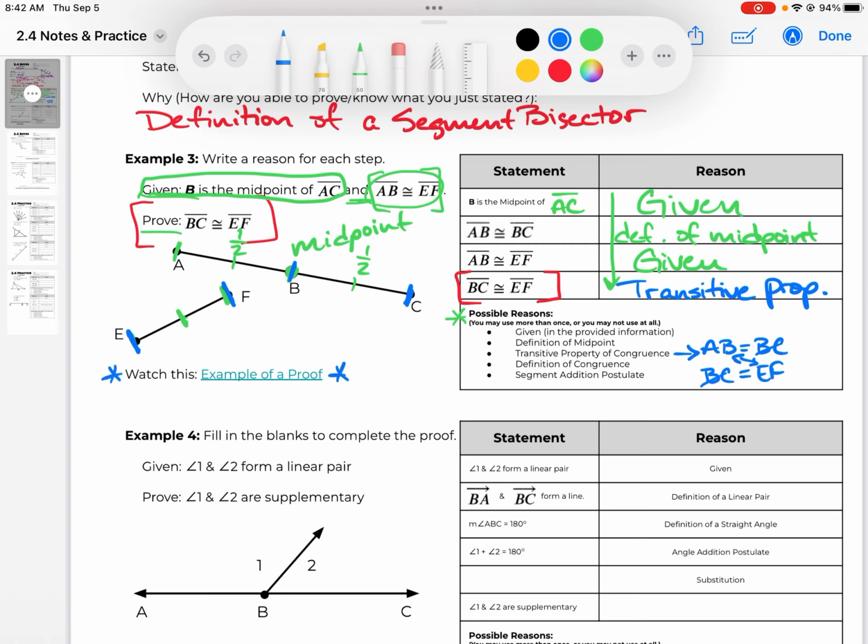For more help with proofs, I would also click this link. This is about a 2-minute video, even less, of an example proof being walked through, just like the one that we just walked through.